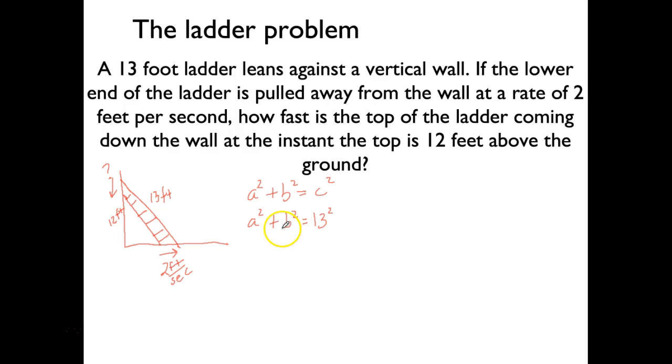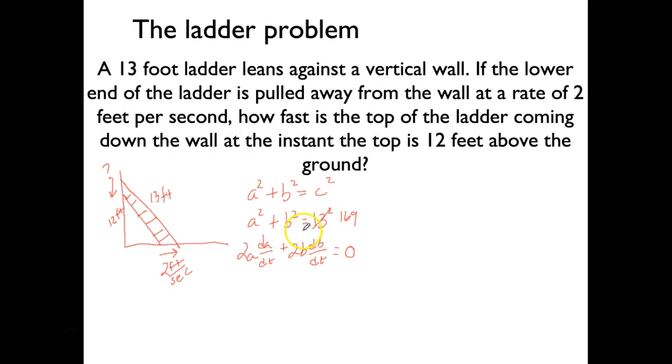Step 4 is take the derivative of it. Okay, so let's take the derivative. The derivative of this is going to be 2a dA over dt plus 2b dB over dt. We did this yesterday, right? Equals, now the derivative of this, remember this is just 169, right? 13 squared is 169. The derivative of a number is 0. So we can just do that.